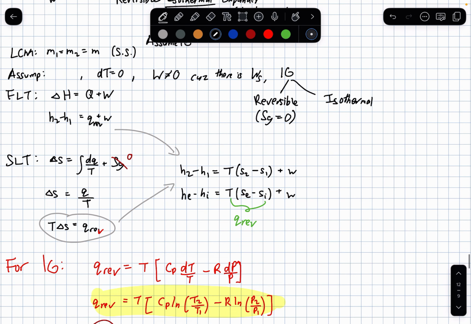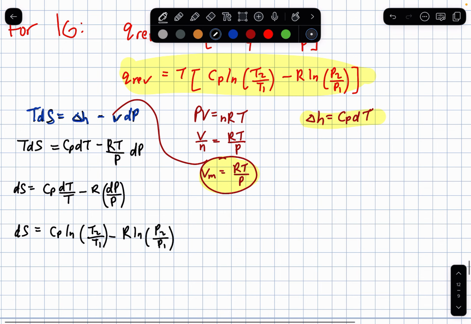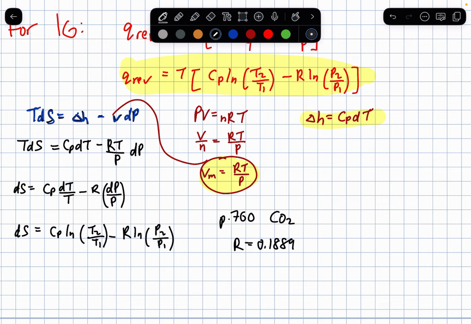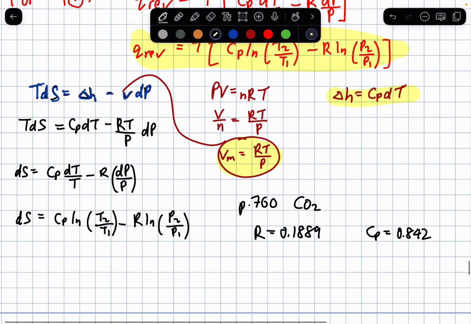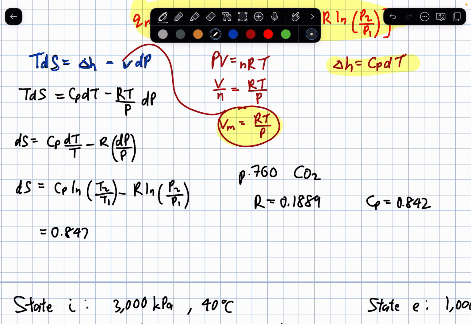So what happens after that? What's our substance again? CO2. We're gonna look at the thermodynamic Sonntag table. Go to page 760. The specific gas constant for carbon dioxide is 0.1889, and then its specific heat capacity at constant pressure is 0.842. So 0.842 ln.